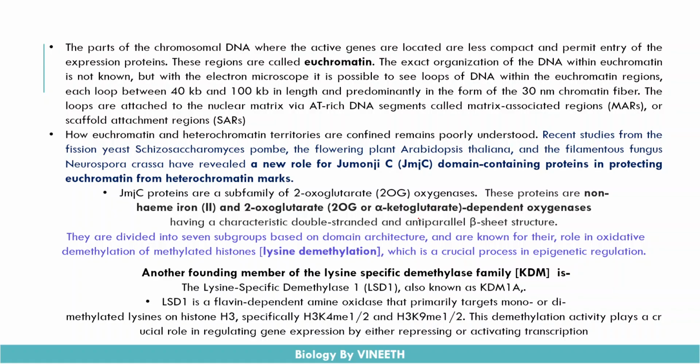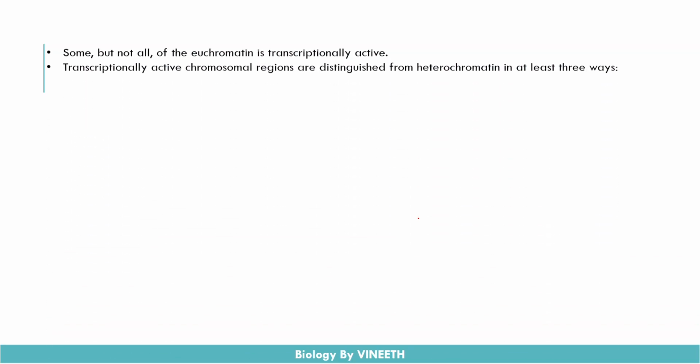Okay, so these are the two major proteins involved in making the heterochromatin into euchromatin, or mainly involved in maintaining the euchromatin states inside the nucleus. So this is the major role of these demethylases. We have demethylases and deacetylases. Deacetylases are responsible for keeping the heterochromatin in the heterochromatin state only, and demethylases are responsible for maintaining the euchromatin in the euchromatin state. Okay, so this is about the two different types of proteins.